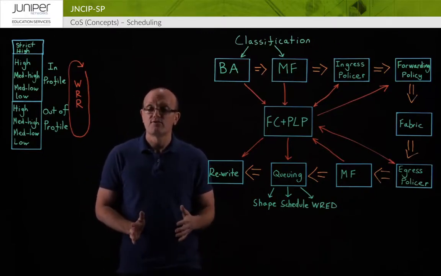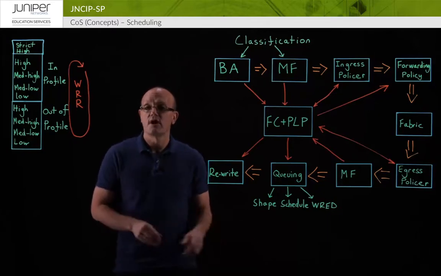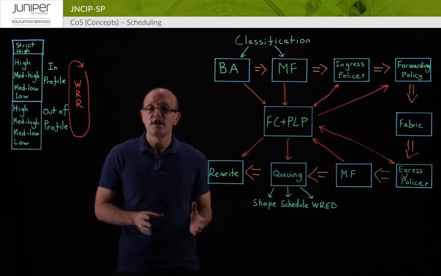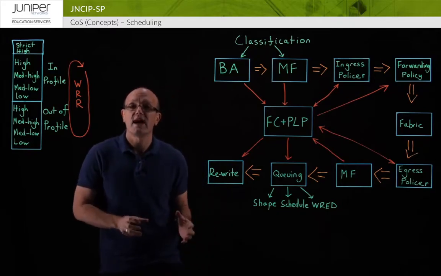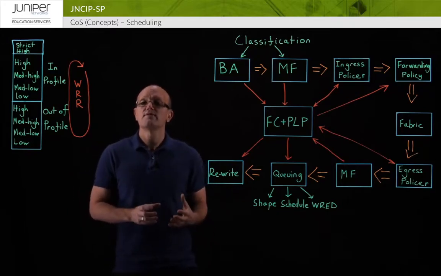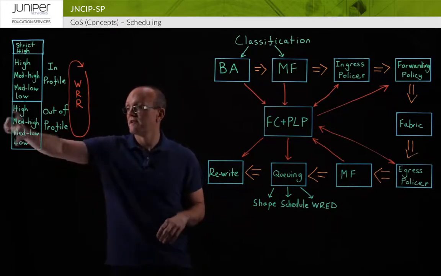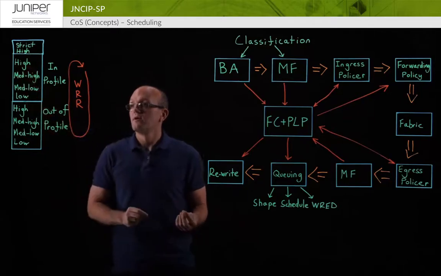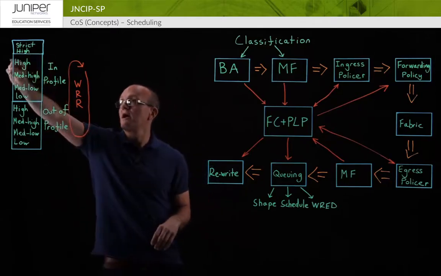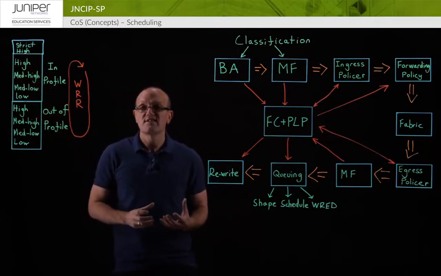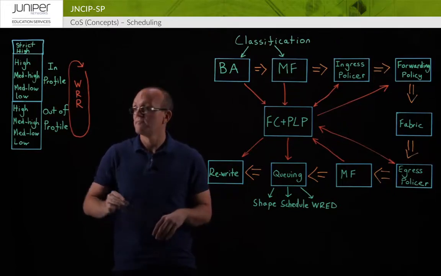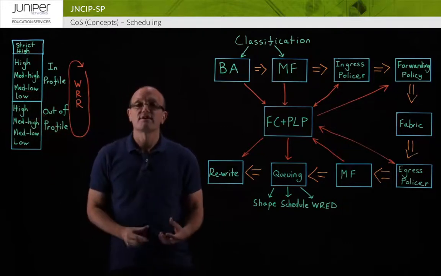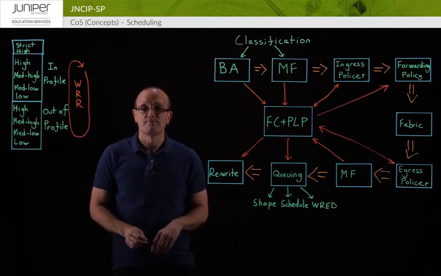Now say that video traffic increases to 400 megs. The 100 megs above the 300 meg transmit rate is said to be out of profile. And we're going to be servicing out of profile traffic beneath in profile traffic. So say this video was high priority, we're going to be servicing that 100 megs of out of profile traffic lower than even low priority traffic that's operating in profile.